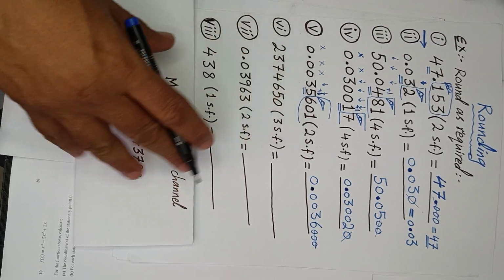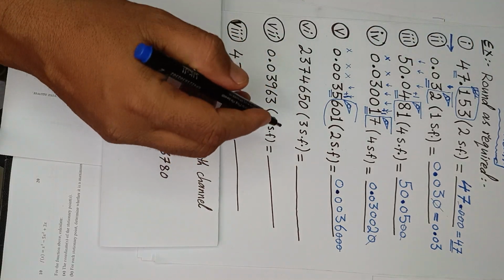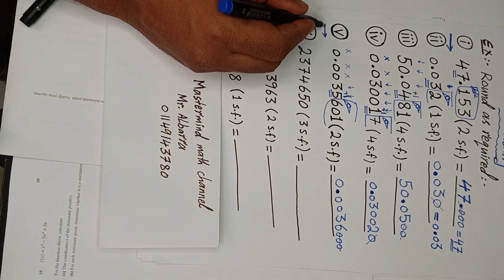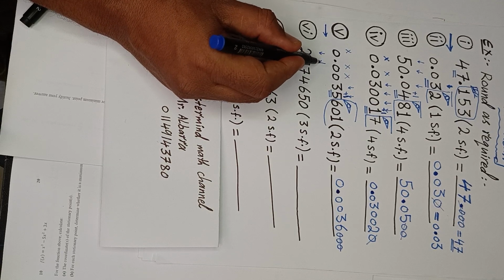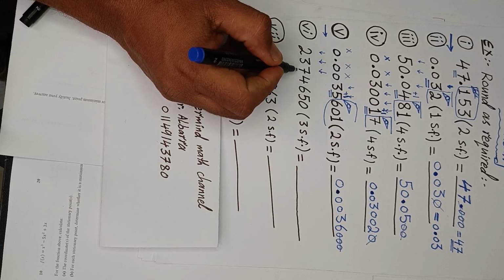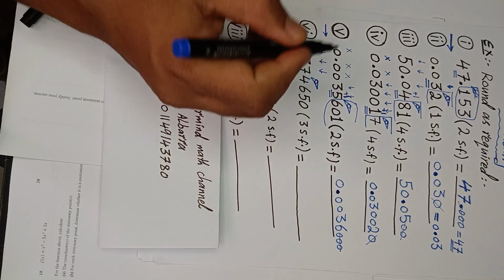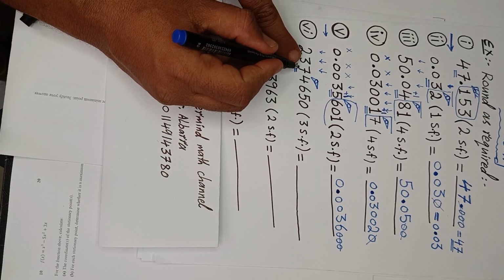Number 6, 2374650. Can you see this big number? To 3 significant figures. Let us count from the left to the right. 2 is the first significant figure, 3 is the second, and 7 is the third significant figure. Put your eye on the number to the right. The number to the right is less than 5, so you have to leave the 7 as it is.